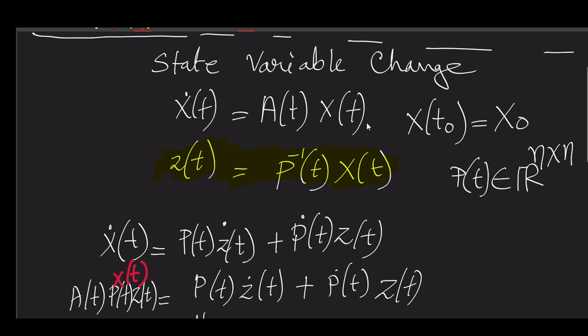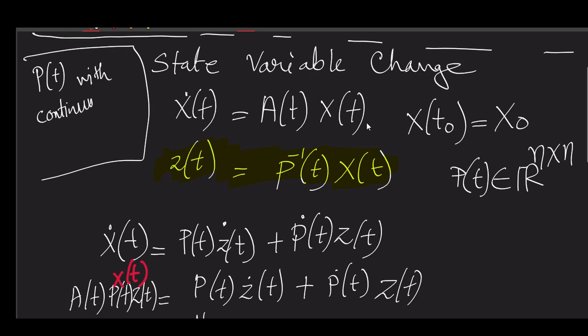This one is where P is invertible. The condition of P is that P is a matrix with continuous and differentiable entries, right? So all the entries of this matrix are continuous and differentiable.